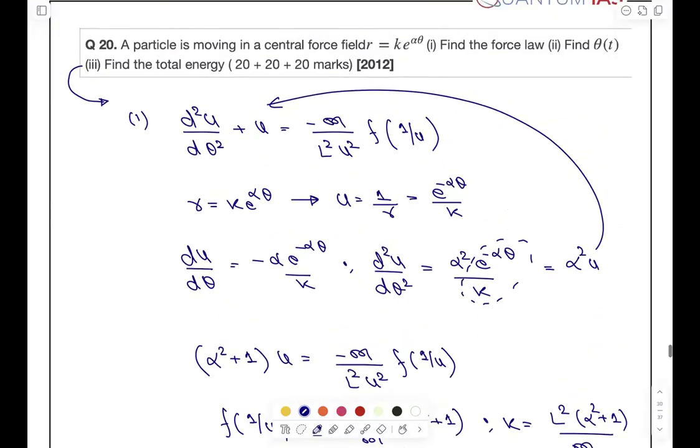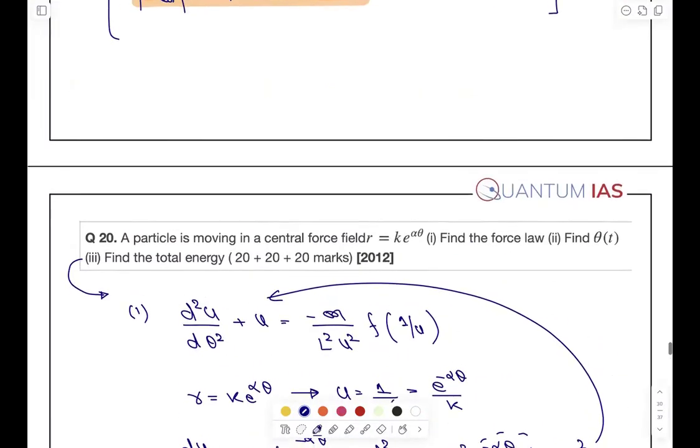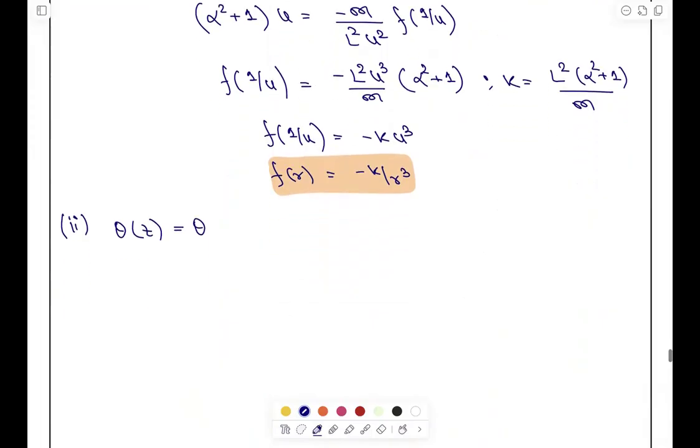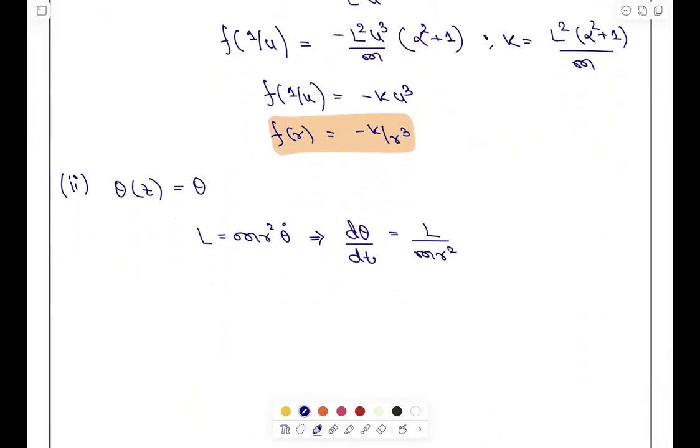Now, the second thing we have to find is theta of t. Let's call theta t equal to theta simply because theta will be a function of time. We know that the angular momentum in the central force motion is conserved, and we can write L is equal to m r square theta dot. And theta dot is nothing but d theta by dt. So d theta by dt will be equal to L upon m r square. And we know the value of r square.